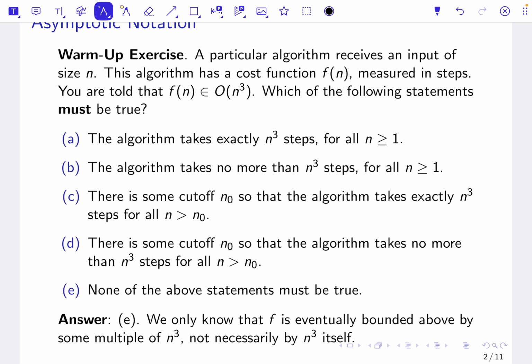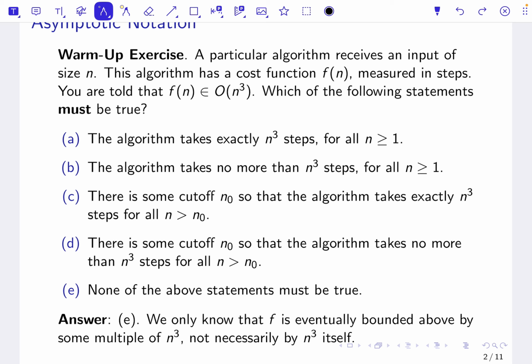But of course, this is math, this is theory. We got to back it up with some sort of specific statement that can be shown to be true or false. So it might mean that the algorithm takes exactly n cubed steps for all n greater than or equal to 1. That's definitely incorrect. Neither is option B, or really any of these options. You're looking at the same slide as I am. The answer is none of the above.